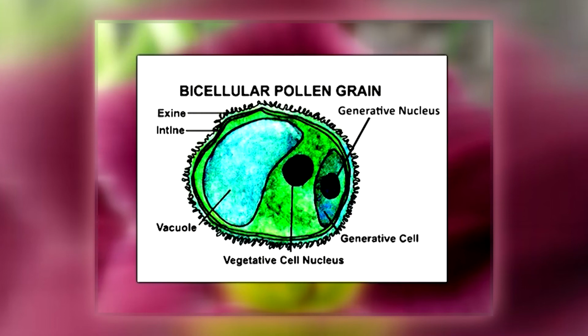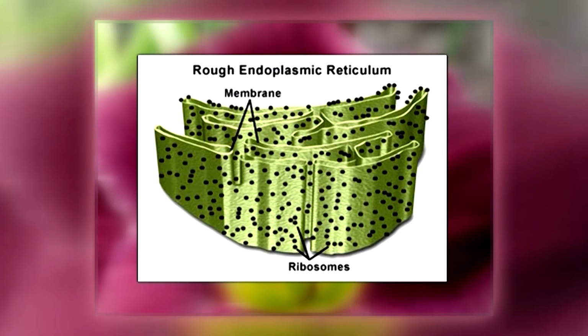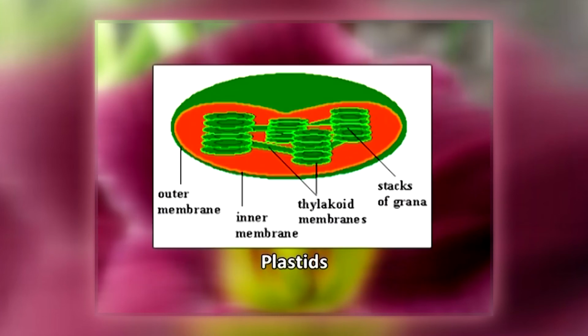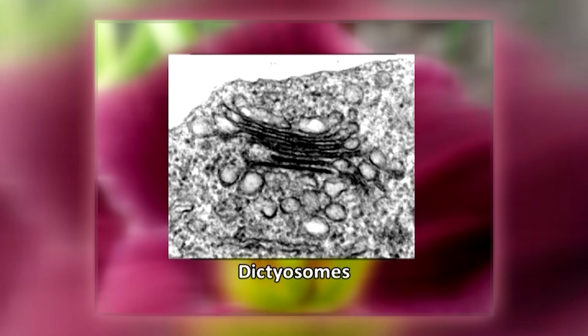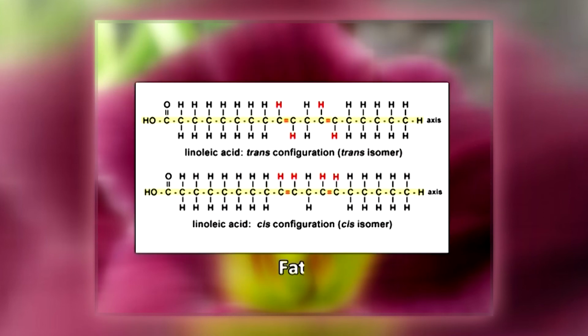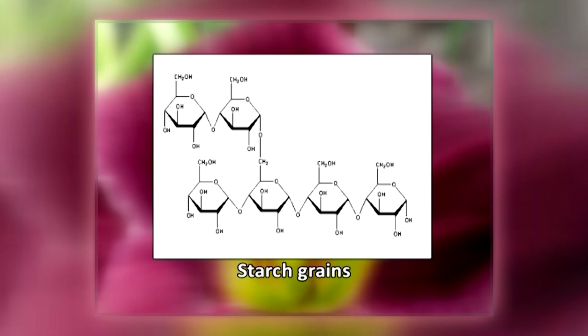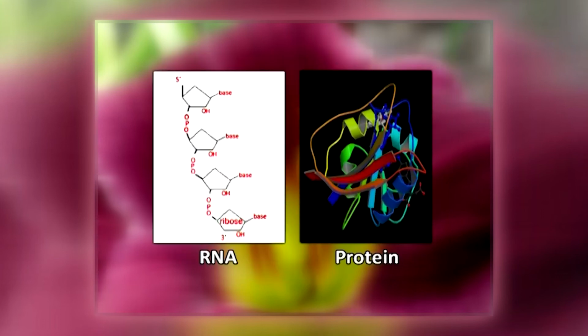The nucleus of the vegetative cell is spherical or irregular in outline with thin chromatin material. It has one or two nucleoli. The cytoplasm of the vegetative cell contains ribosomes, rough endoplasmic reticulum, plastids, active dictyosomes, mitochondria, fat, and starch grains. RNA and proteins are also present in sufficient amounts. The vegetative cell normally does not divide, although it is capable of DNA synthesis.